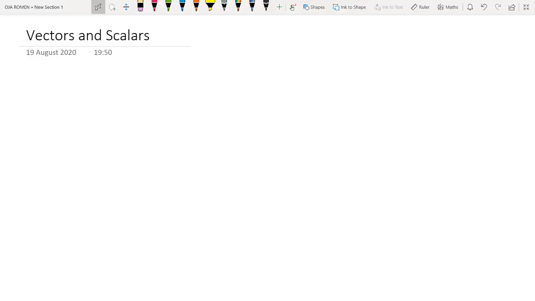So today's topic is vectors and scalars. In studying physics, knowing vectors is an important way: learning physics with knowledge of vectors versus learning physics without knowledge of vectors. Vector is an important way to start this chapter on vectors and scalars.